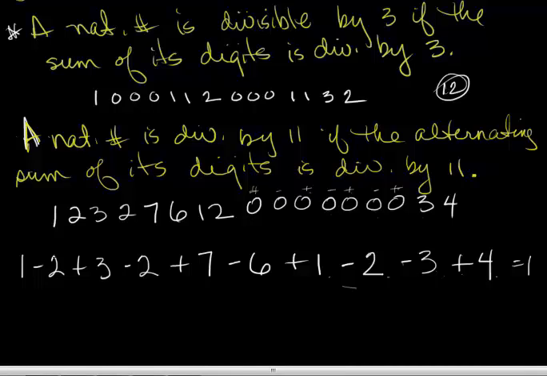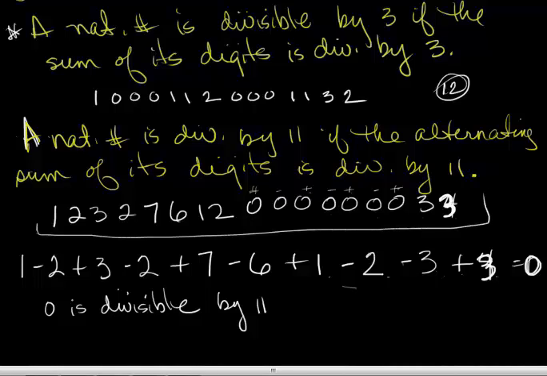But now I'm going to do something, I hope it doesn't confuse you. I'm going to pretend that I had written a 3 here instead. And then I would have plus 3 here, and I would have gotten 0. And 0 is divisible. I just wanted to make this point to you. 0 is divisible by 11. So this number here, if it had a 3 at the end instead of a 3 4, is divisible by 11.